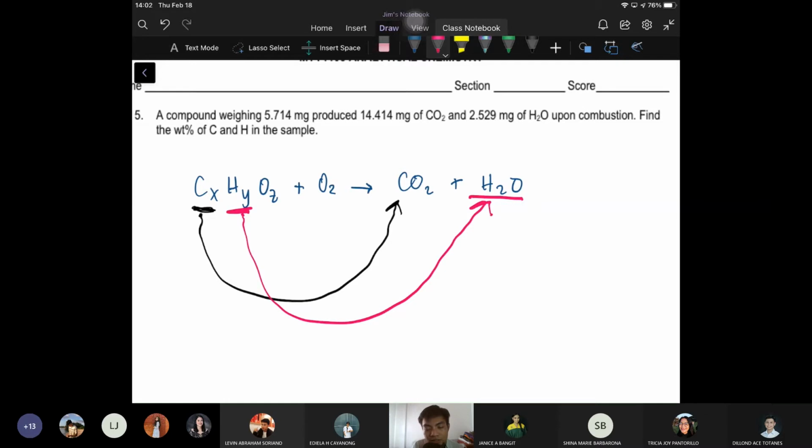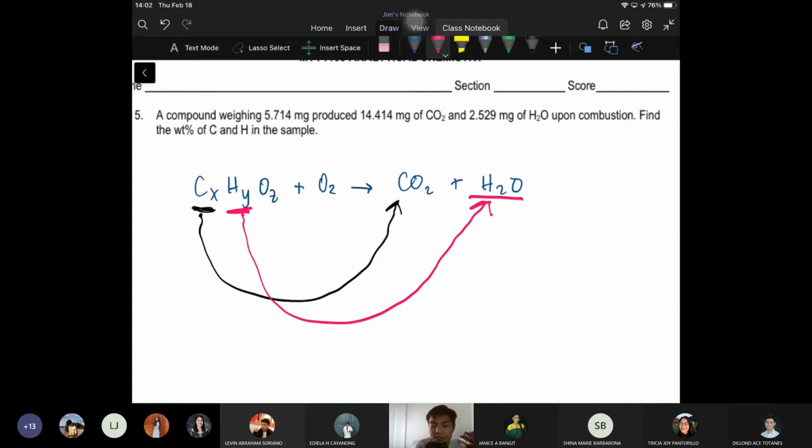And the oxygen is a bit tricky to solve, so I will just give additional questions, although the one I will give already has an answer. Okay. So, our focus for now is carbon and hydrogen.